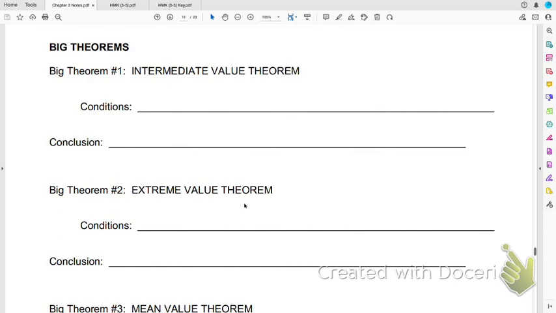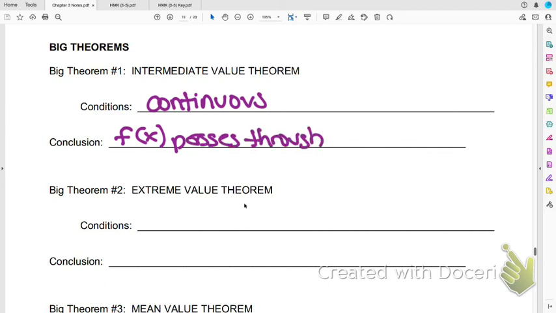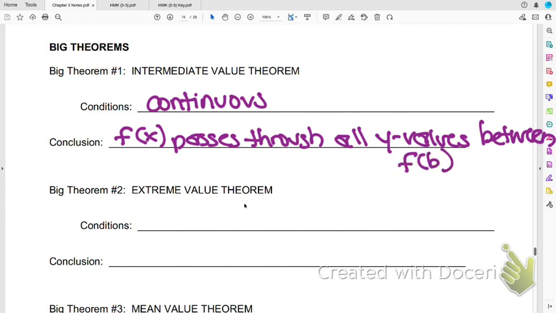The first one we did this year was intermediate value theorem. In order for us to use intermediate value theorem, we must know the function is what? Continuous. So if we know that it's continuous, the shorthand version of IVT is that f of x passes through all y values between f of b and f of a. In other words, if we have here to here, we know it passes through all values in between. That's what we called IVT.